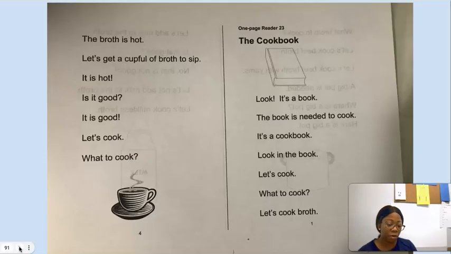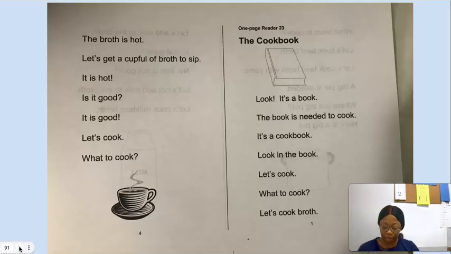Okay. So if we take a moment and look at the picture on this page, what is that a picture of? A book. And after reading the story, what type of book is it? A cookbook. Okay. And do you know what cookbooks are used for? To cook. So cookbooks have recipes that teach you how to cook and the ingredients for it. All right, let's turn to page 2.